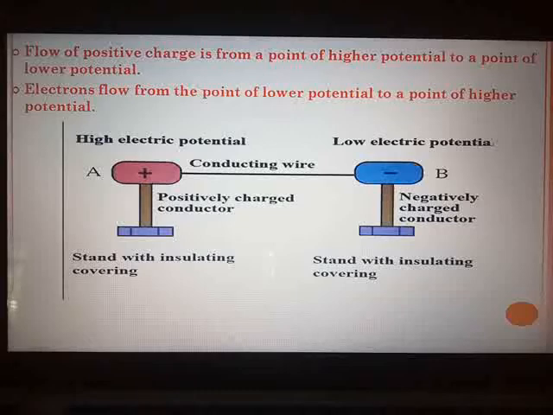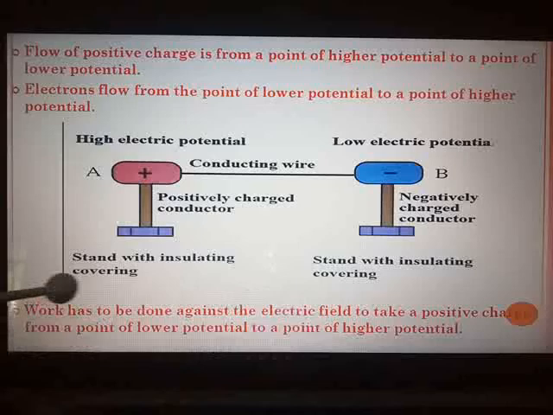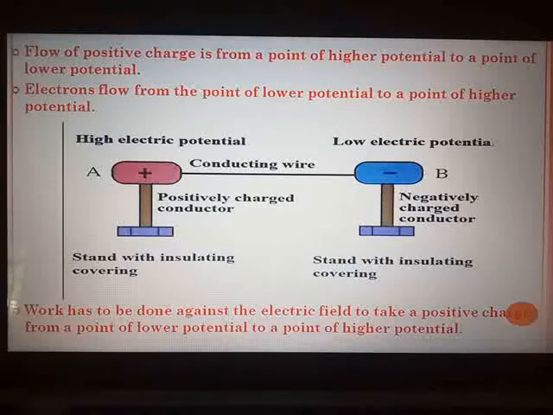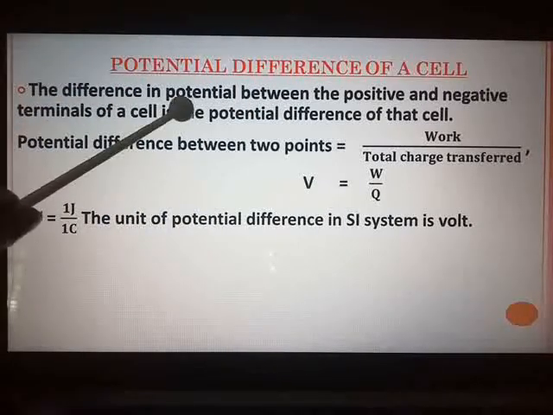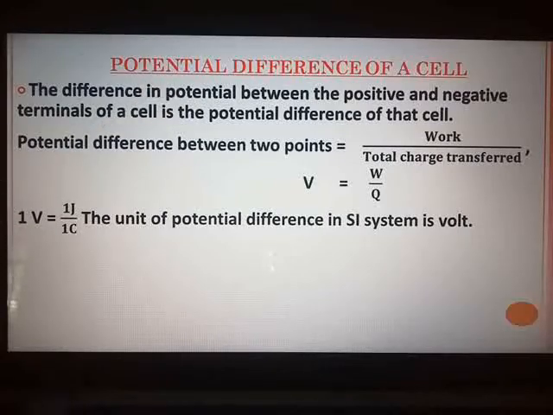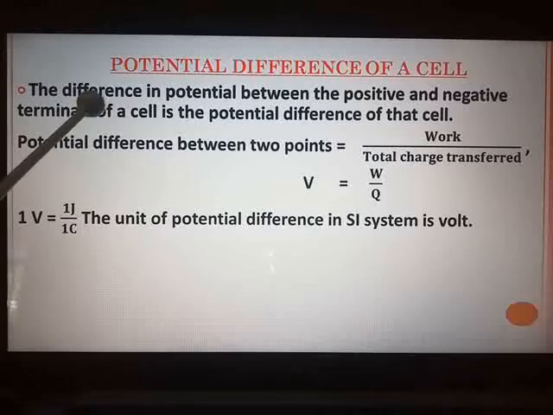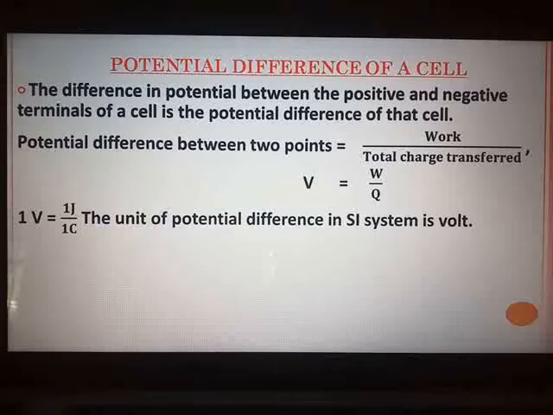So here you can say that work has to be done against the electric field to take a positive charge from a point of lower potential to a point of higher potential, and hence we are going to study the next concept related to it, potential difference of a cell. Now the difference in electric potential between the positive and negative terminals of a cell is nothing but the potential difference of the cell.